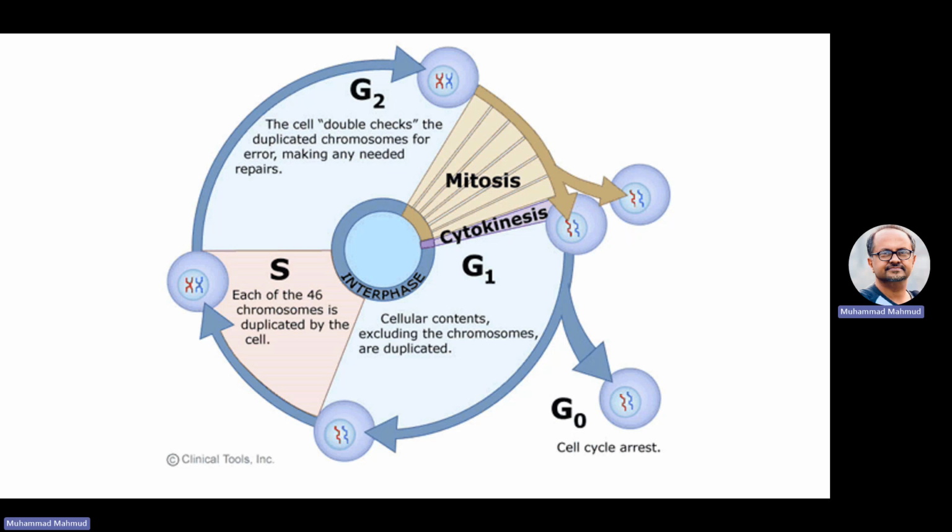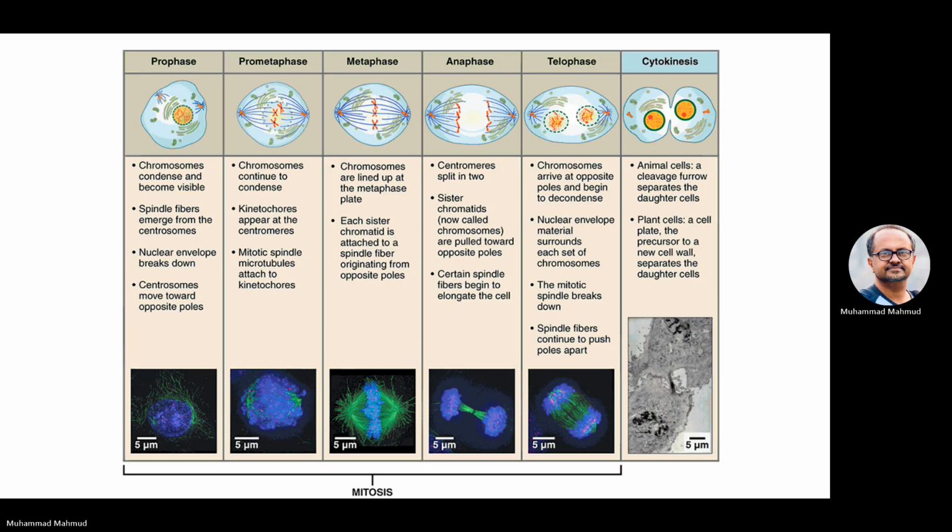So let's go to mitosis. Mitosis has these sub-phases. The first phase of mitosis is prophase. In prophase, chromosomes condense and become visible. Spindle fibers will emerge from the centrosomes, the nuclear envelope breaks down, and the centrosomes move toward the opposite poles. This is what happens during the first phase, prophase.